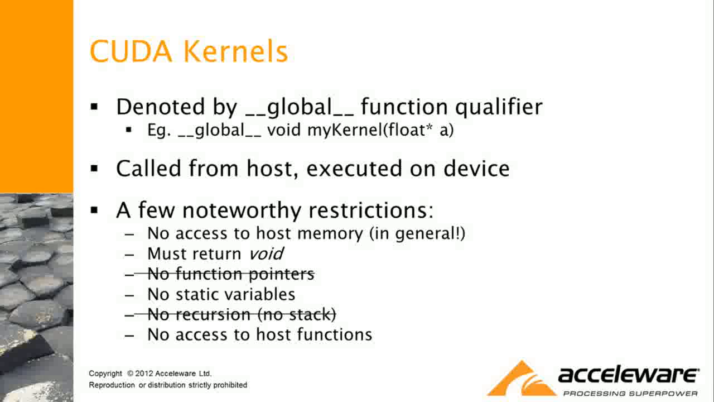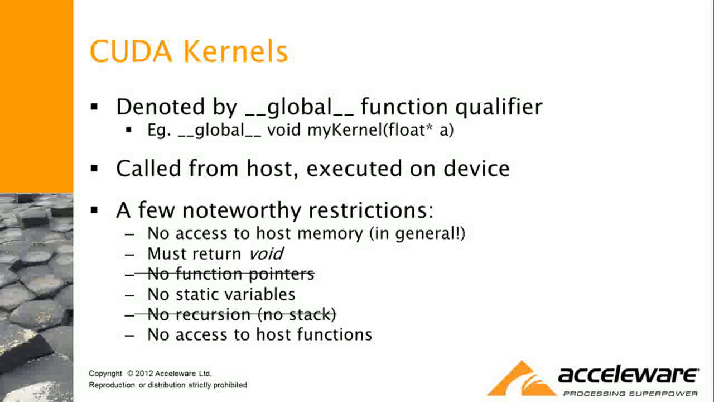A few restrictions. You don't have access to host memory in general. There are ways around that, but at least at a preliminary level, you don't have access to host memory. You have to return void, so you can't return a value. The values you're going to get back to the CPU are going to be as pointers in your argument list. They're not going to be returned as a return type. No function pointers and no recursion isn't quite true anymore because Fermi does support that. That being said, when you start to do things like that, you introduce a stack, which is actually somewhat slow, and we'll talk about that in the fourth lecture for today.